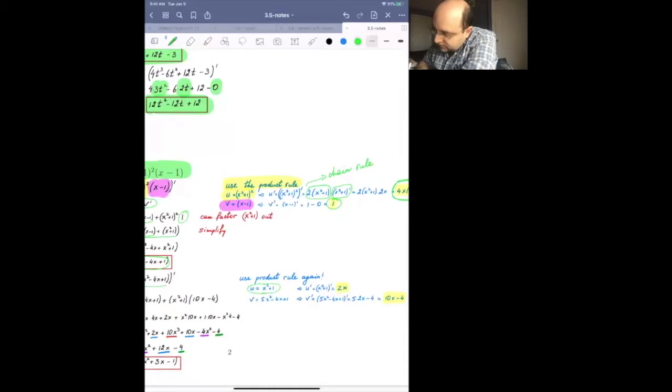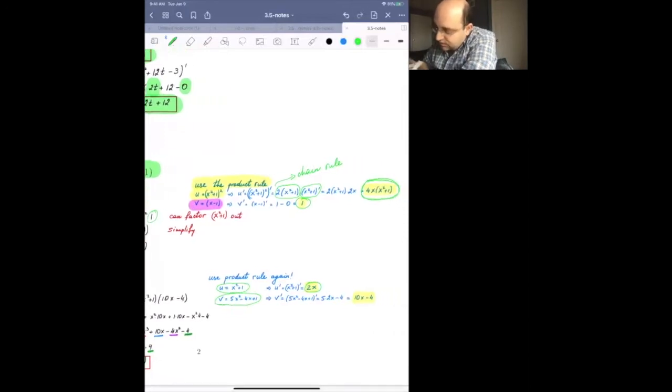So therefore the derivative of u is just 2x. That's what we have here. And v is equal to this equation, 5x squared minus 4x plus 1. So if I differentiate, I'm going to get 5 times 2x minus 4, because the derivative of 1 is going to be 0. Derivative of 4x is just 4, so the whole thing is going to be 10x minus 4.